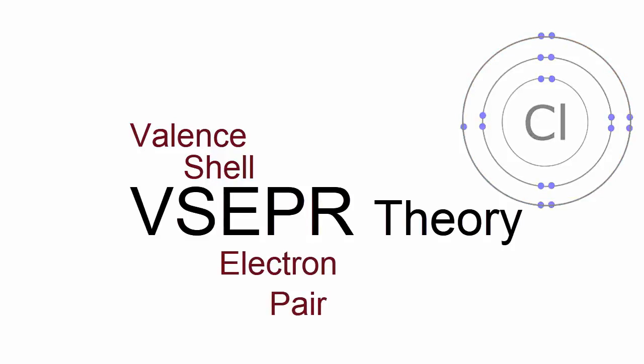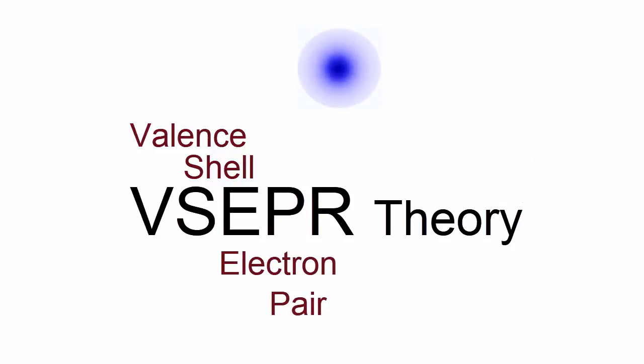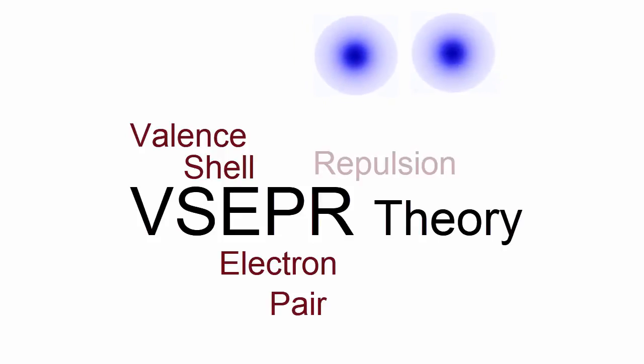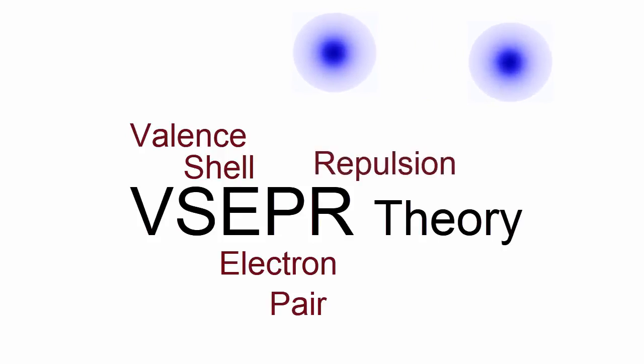Since electrons are negative and they're on the outside of the atom, each atom has a cloud around it, and that cloud will repel other atoms when they come close together. For molecules, we also have that repulsion between atoms.